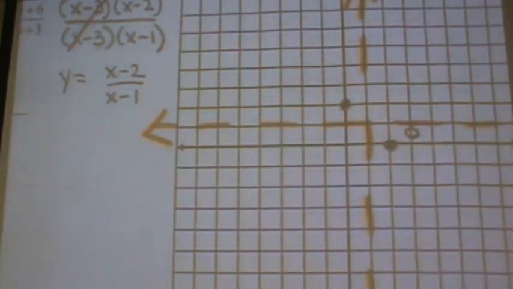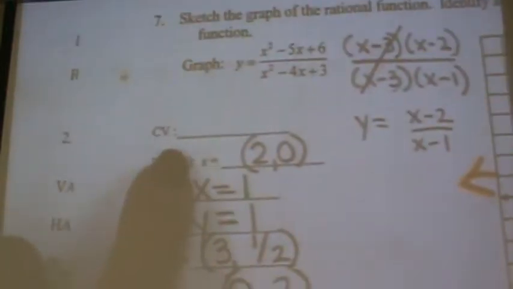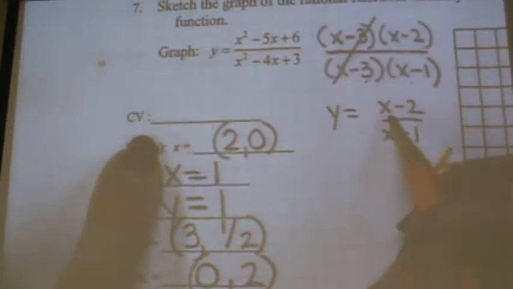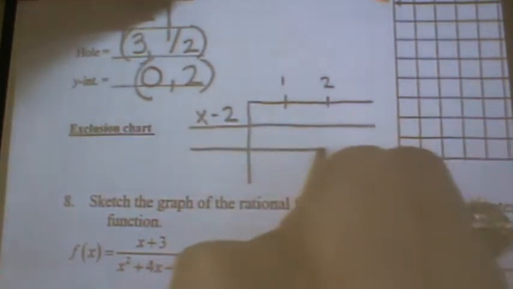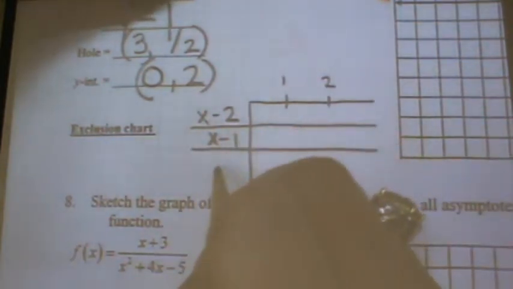Now how can we be for sure that that's where it's going to be? Well, let's consider our critical values. Our critical values are going to be 2 and 1. And what we're going to do is an exclusion chart. 1 and 2. And you're going to put in x minus 2, x minus 1, and then f of x.